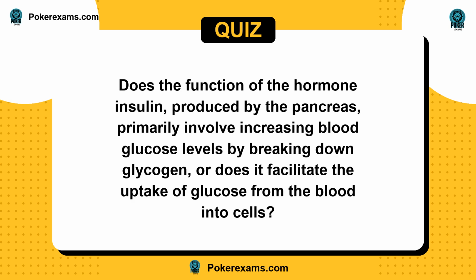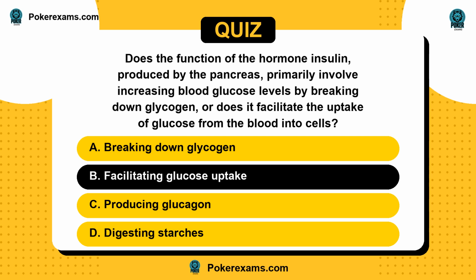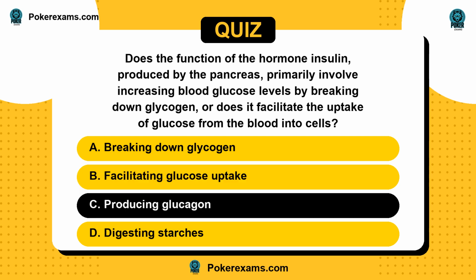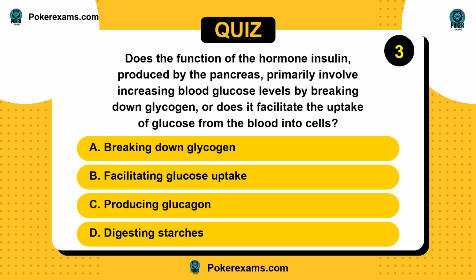Next question. Does the function of the hormone insulin, produced by the pancreas, primarily involve increasing blood glucose levels by breaking down glycogen, or does it facilitate the uptake of glucose from the blood into cells? Is it A, breaking down glycogen, or B, facilitating glucose uptake, C, producing glucagon, or D, digesting starches?